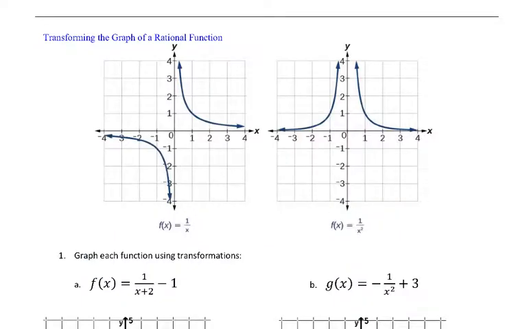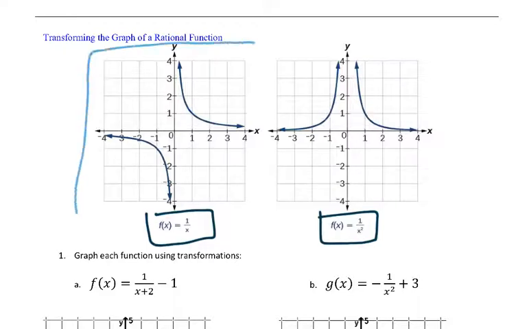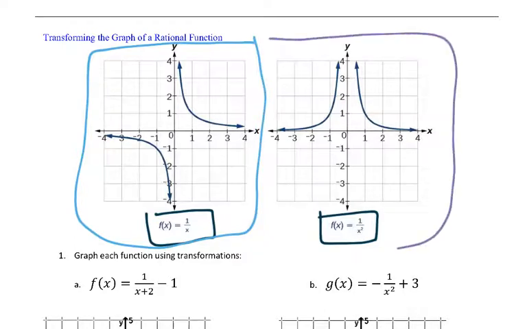Two of the most popular rational functions that we've seen before as parent functions are f of x equals 1 over x and f of x equals 1 over x squared. So we have the graphs of these two rational functions. They should look familiar from the chart that we saw in the beginning of the semester of our parent functions. So we can also perform transformations on these parent functions.